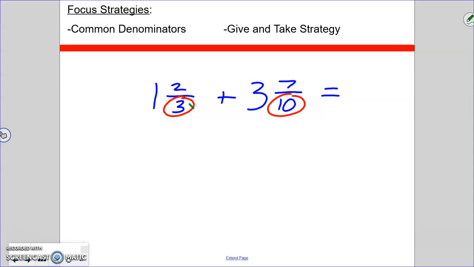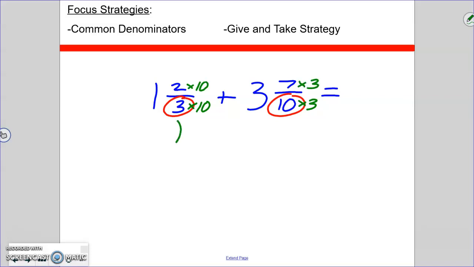So I'm going to end up doing times 10 right here, and I'm going to end up doing times 3 right there. And so, of course, whatever I do to my denominator, I have to do the same thing to my numerator. So now on the top, it's going to be times 10. And over here on the top, it's going to be times 3.